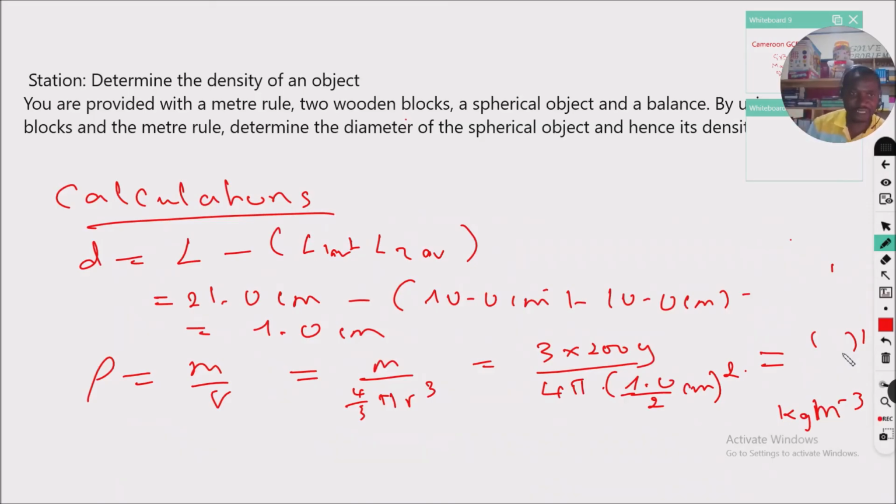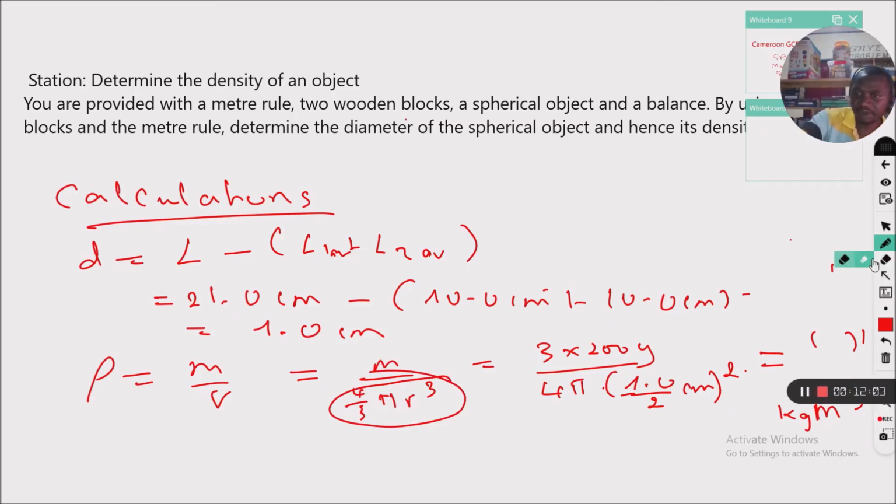I had to calculate the diameter, I've calculated. I had to calculate the density, I've calculated. This M stands for the mass, V is the volume, and this one is the volume of a sphere. Then you do the substitutions and calculate the value. Then, what's my precaution? The next thing is my precaution.